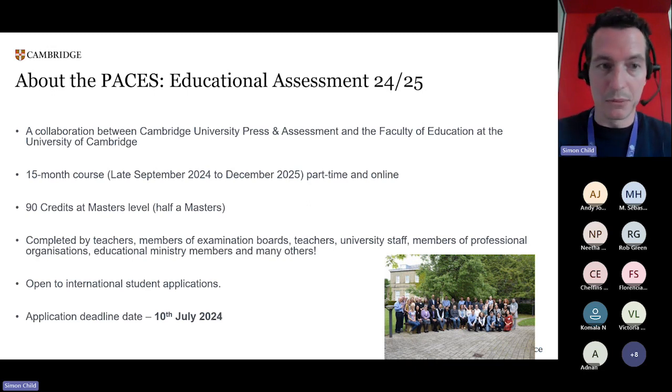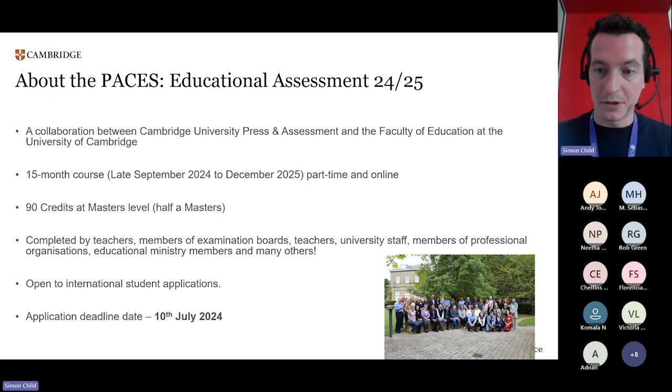It's a 15-month course, and it's due to begin in late September 24 and finish in December 25. This is part-time, so there's an expectation that during the contact weeks you would be working for about maybe 6 hours a week, and it's exclusively online. So there is no need to travel to Cambridge for any of the day schools or the sessions that we run. You can access the course completely remotely wherever you happen to be in the world.